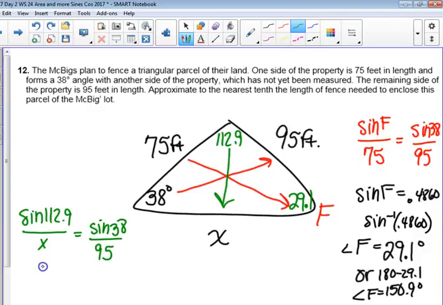Anybody get X? Okay. Is that the answer? No. They still want how much fence we need all the way around. So 75, 95, and 142.1. 312.1.